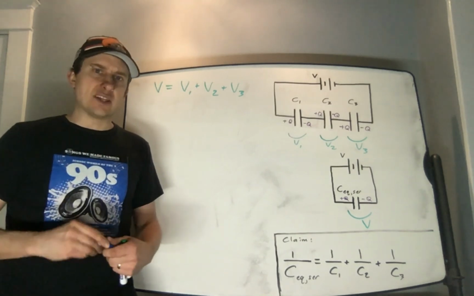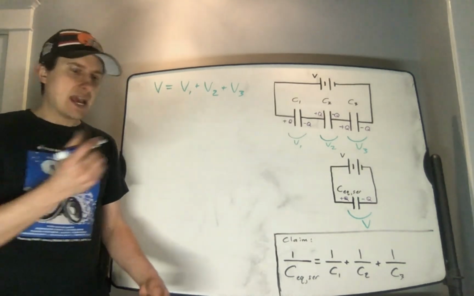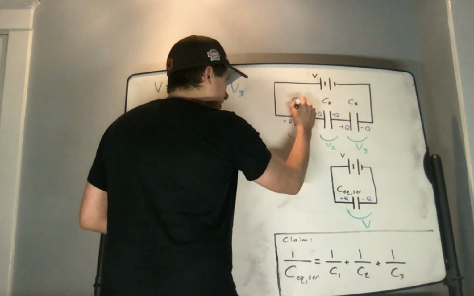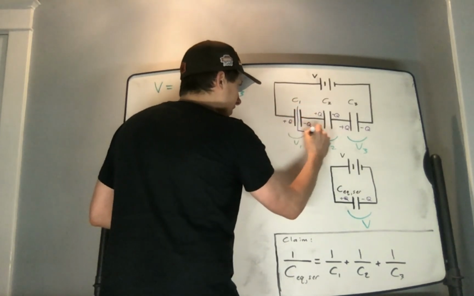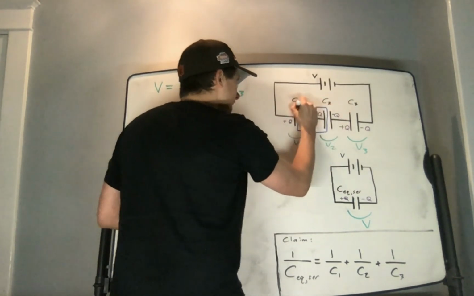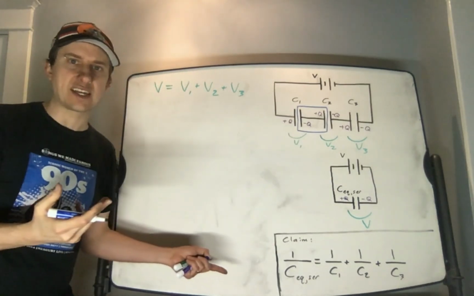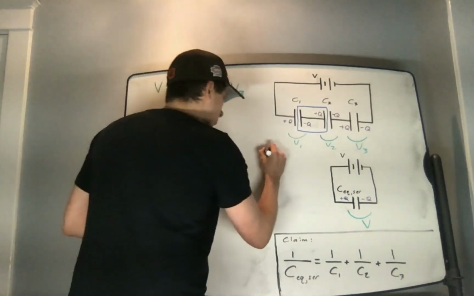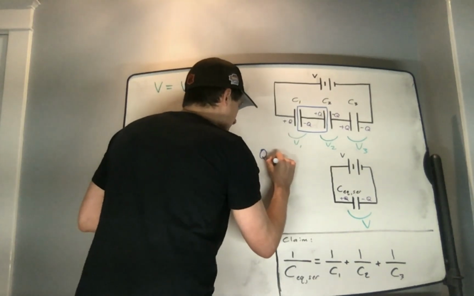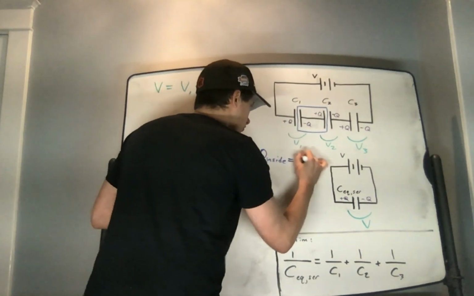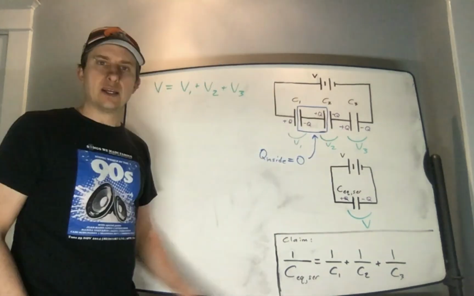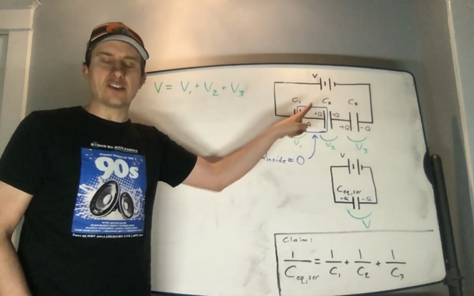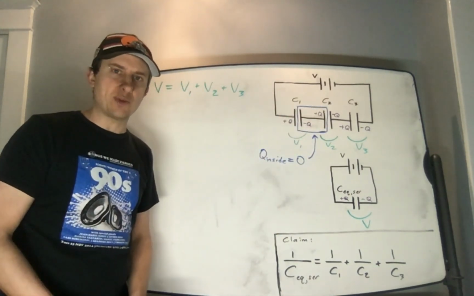I could imagine that if I would take a box and enclose the right plate of capacitor number 1, the left plate of capacitor number 2, and the wire connecting these two plates together, the total charge inside this box is going to be 0. Q inside is equal to 0. To help us see this, let's imagine that this circuit is just floating somewhere in space.